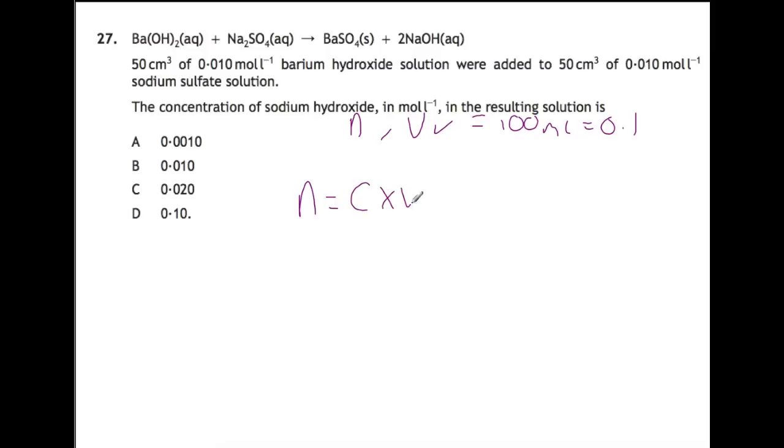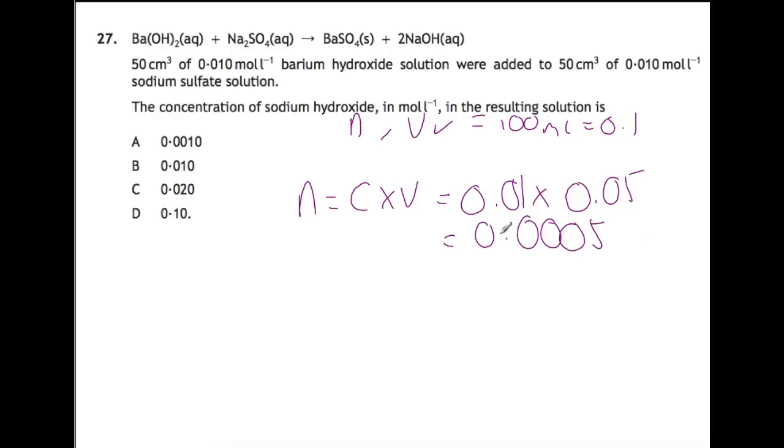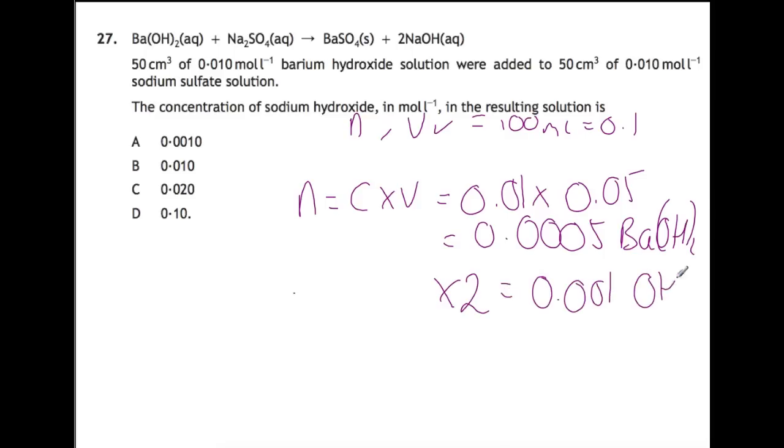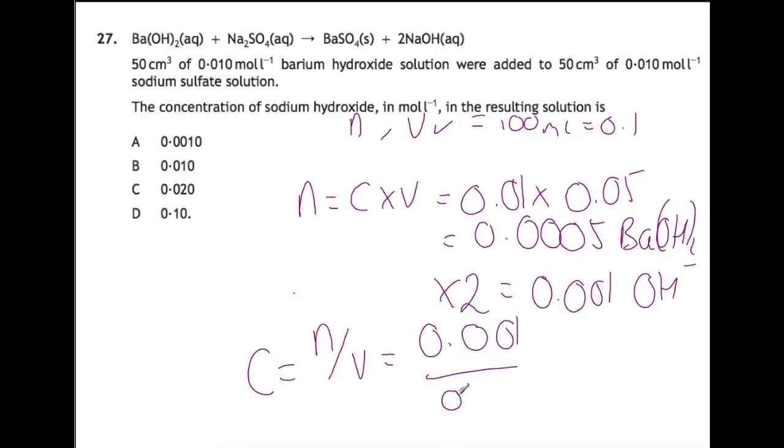So moles of hydroxide ions is going to be concentration times volume of barium hydroxide that we're using here. So that is the moles of barium hydroxide. For every mole of barium hydroxide, we have 2 moles of hydroxide ions, so we're going to multiply by 2. So we know how many moles of hydroxide ions there are. All of those hydroxide ions will now be in the solution of sodium hydroxide at the end. So if we do concentration equals moles divided by volume, our concentration of sodium hydroxide will be 0.01, B.